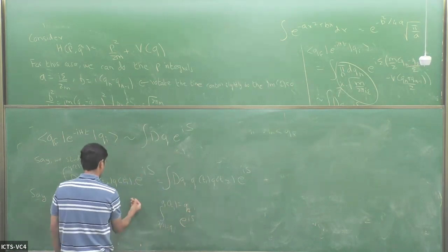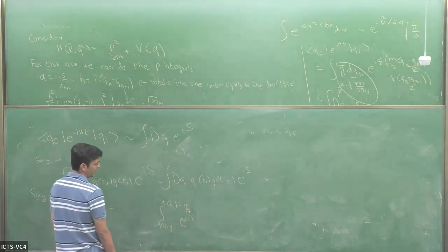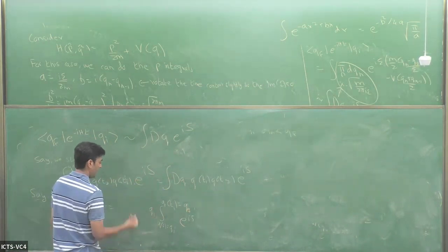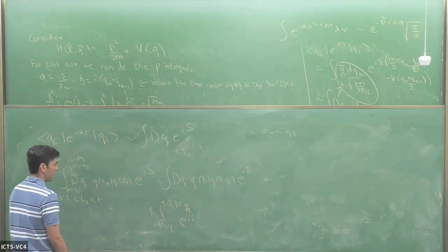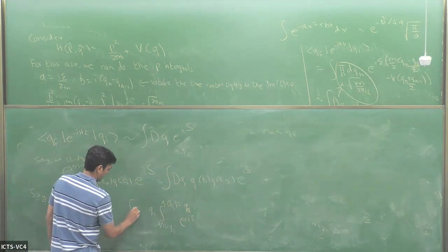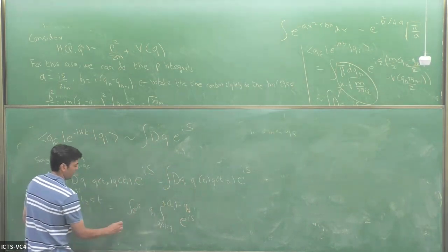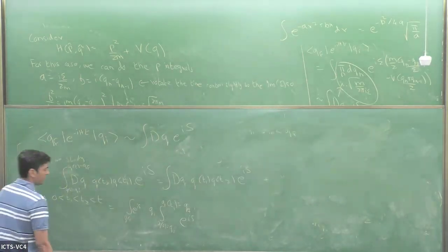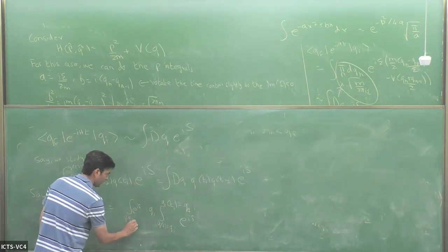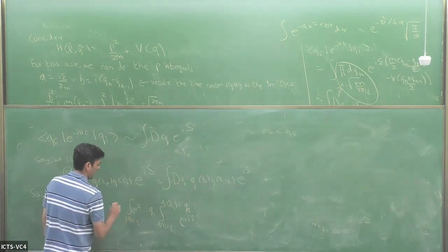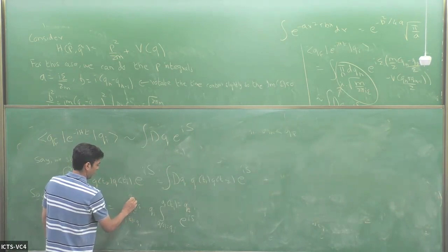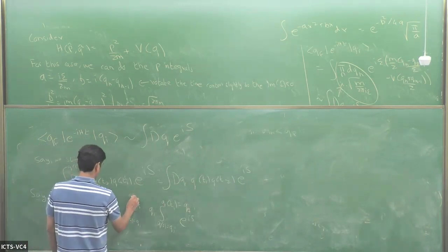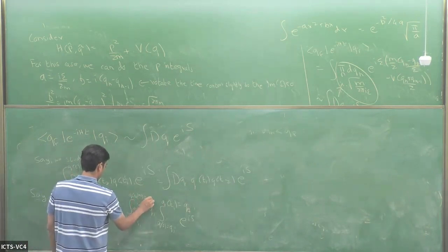Okay. Then I multiply this with q1. Then I do another integral of e to the iS from q of t1 equal to q1 to q of t2 equal to q2. Okay.